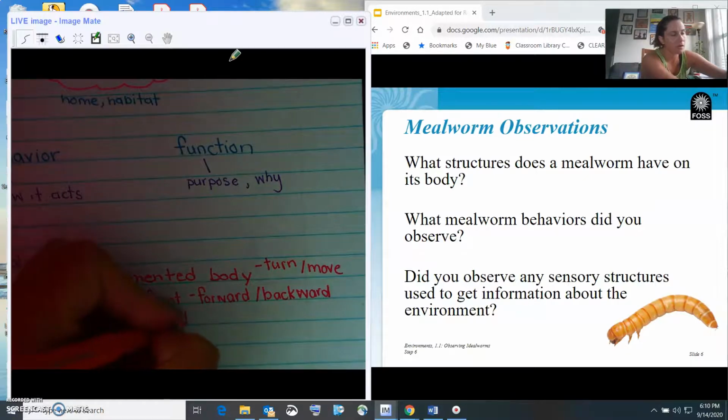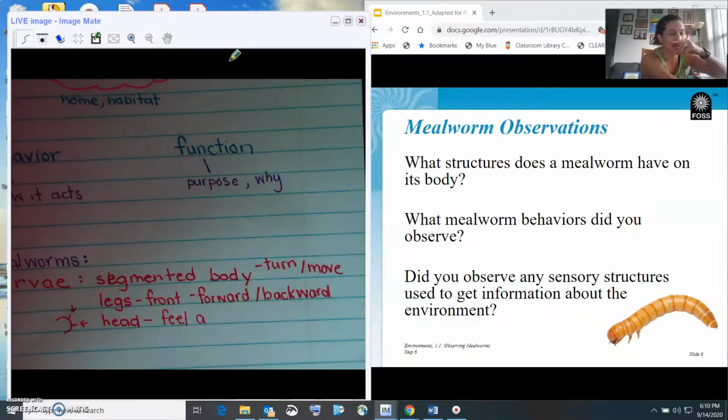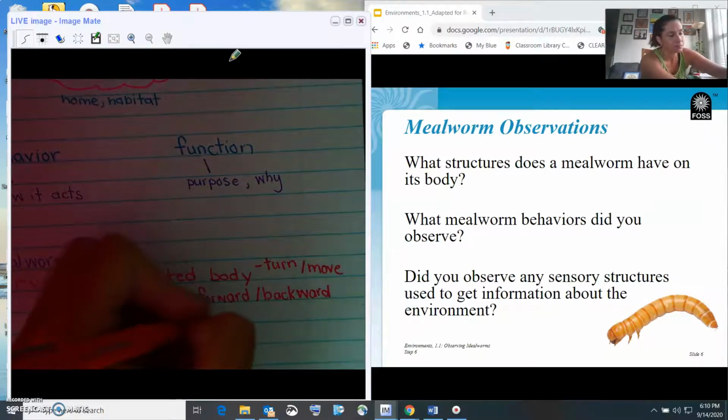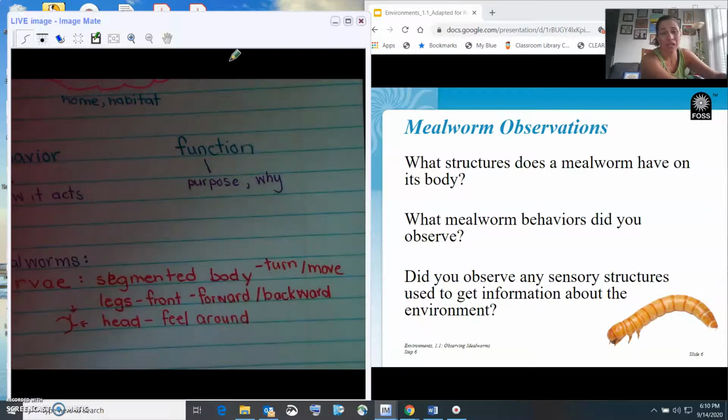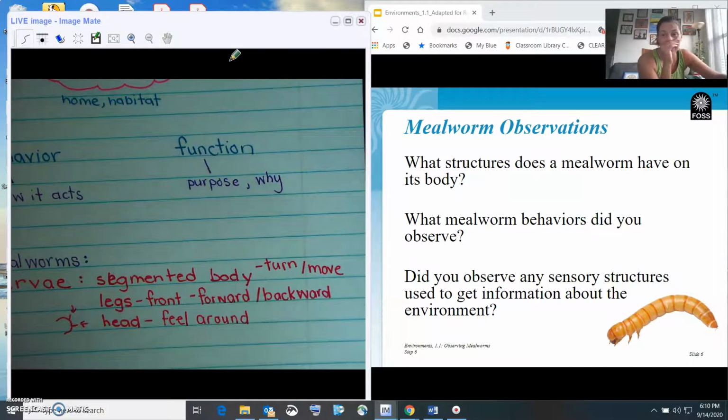And they might be antennae, they might be something else. Because when it got to the edge, it knew that it was the edge. We didn't get close enough to see eyes yet or anything like that. So you're going to use your notes here to help you answer your questions.